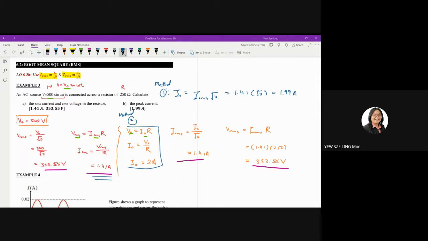Okay. So in these few examples, I'm going to show you all of the possible solutions, and I want you to write down all of the possible solutions, as a learning process.